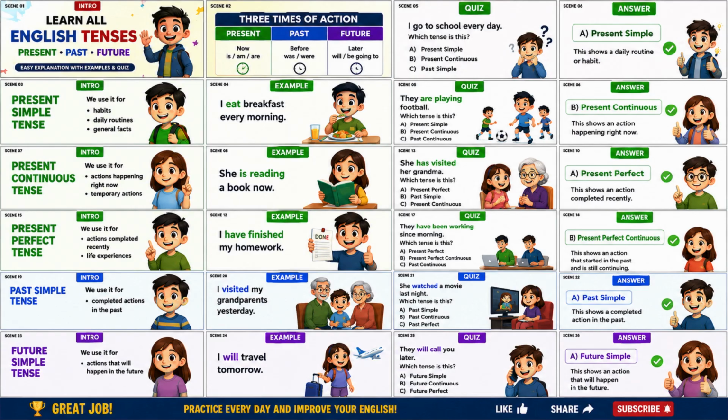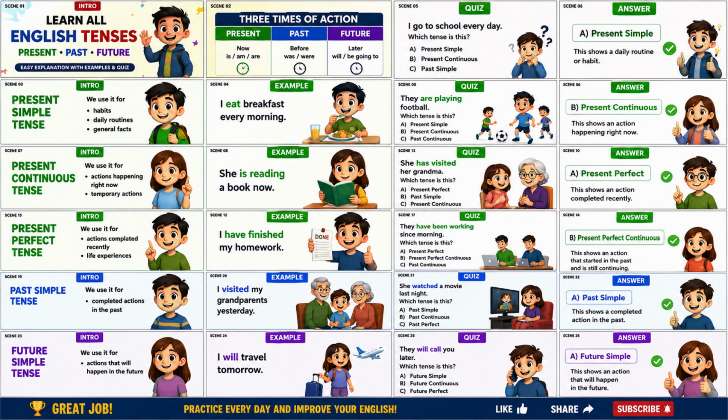Amazing work. Final quiz time. Question 1. I will eat dinner. Which tense? Future simple. Question 2. She is dancing. Present continuous. They played football. Past simple.